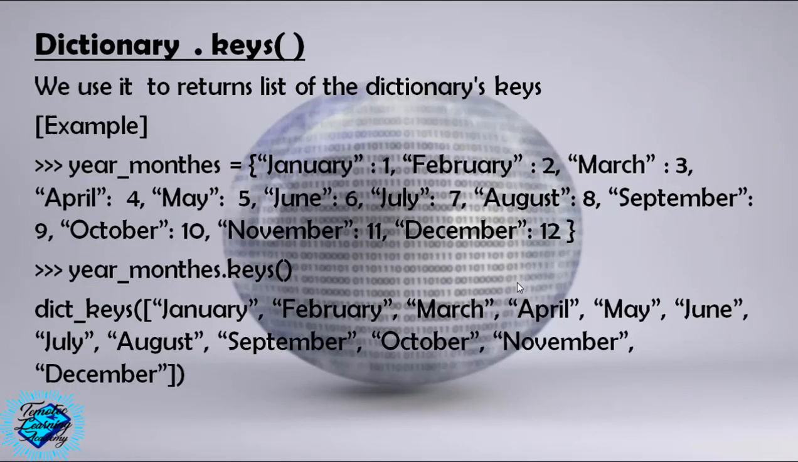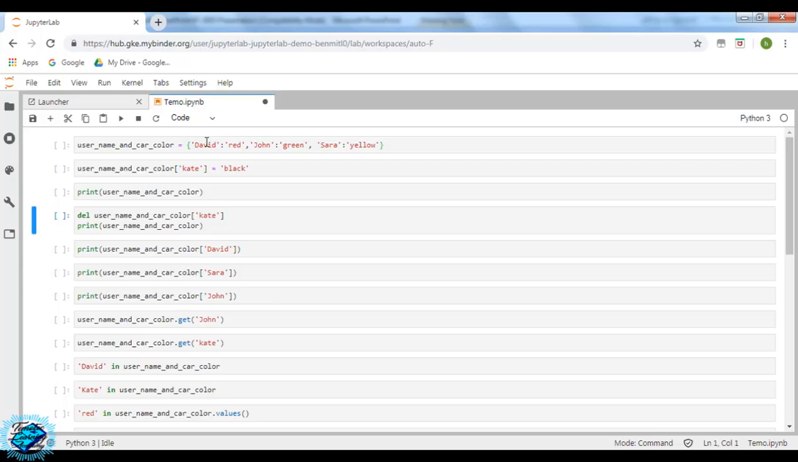Dictionary.keys, we use it to return a list of the dictionary's keys. Example: year_months = {'January': 1, 'February': 2, 'March': 3, 'April': 4, 'May': 5, 'June': 6, 'July': 7, 'August': 8, 'September': 9, 'October': 10, 'November': 11, 'December': 12}. year_months.keys() gives dict_keys(['January', 'February', 'March', 'April', 'May', 'June', 'July', 'August', 'September', 'October', 'November', 'December']). Let's try our lines of code in Jupyter notebook.